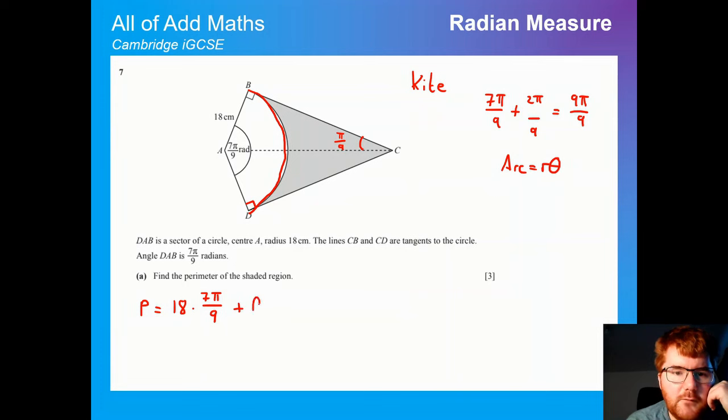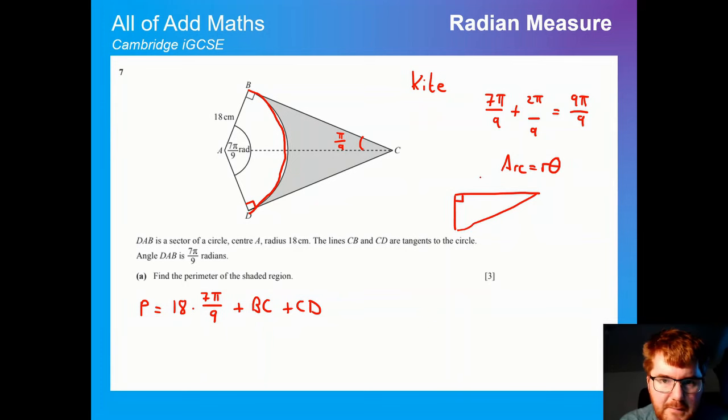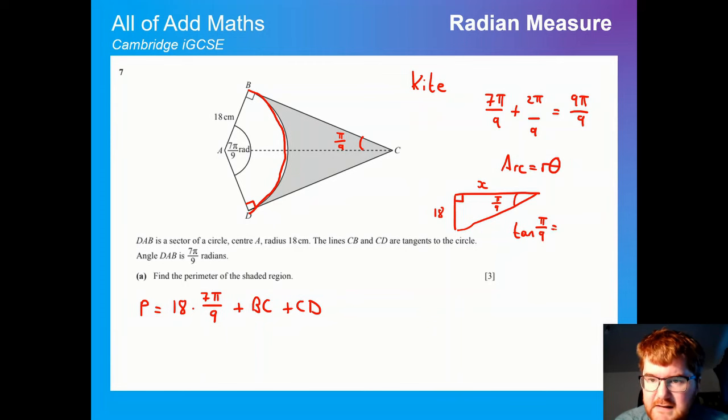And then we also need to add in what BC and CD are. Well, notice we've actually got a right angle triangle here. So if I just draw this out separately, right angle here, we're looking for BC, so we're looking for this side. We know this is 18, and we know this angle now because of the kite rules and circle theorems, pi over 9. So we can use basic SOHCAHTOA here to work this out. Notice that tan of pi over 9 is equal to opposite over adjacent, so 18 over x. Therefore, we can just do a little bit of rearrangement here. So x is equal to 18 over tan pi over 9.